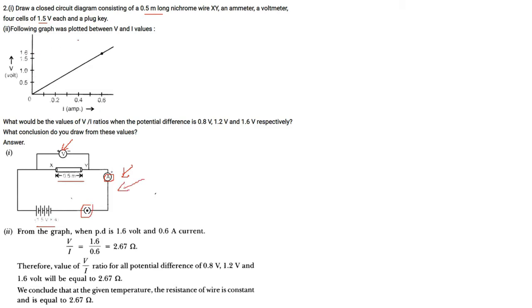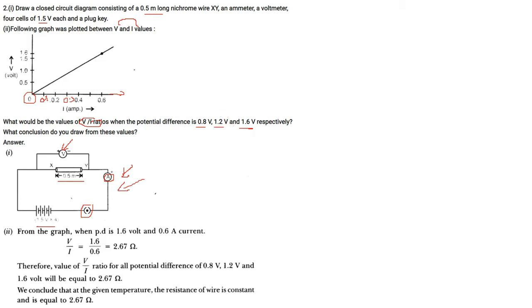Now the following graph was plotted between V and I, voltage and current. The current is from 0 to 0.6, and the differences are 0.1. So that is 0, 0.1, 0.2, 0.3 like this. And here we have 0.5, 1, 1.5 like this, so the interval is 0.5. Now what would be the value of V by I ratios when the potential difference is 0.8, 1.2 and 1.6? And what conclusion do you draw from these?